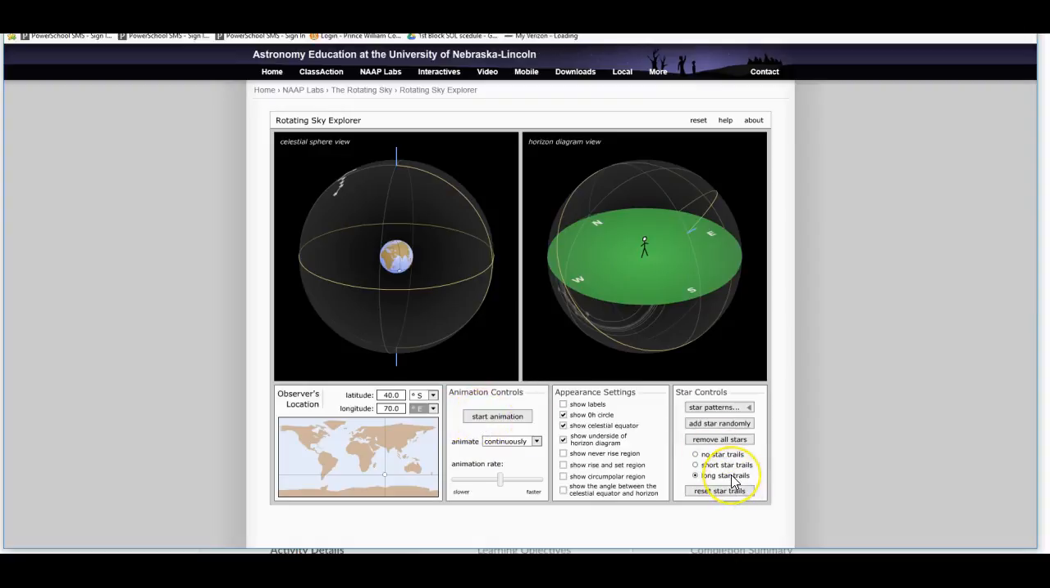And we're leaving the long star trails on the Big Dipper, and we're going to go ahead and start the animation. I'm going to reset the star trails here. Okay. So now we're in the south. Keep that in mind.